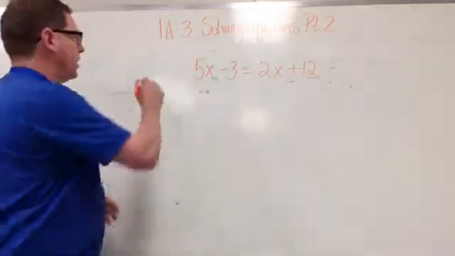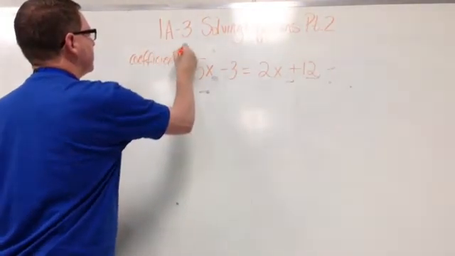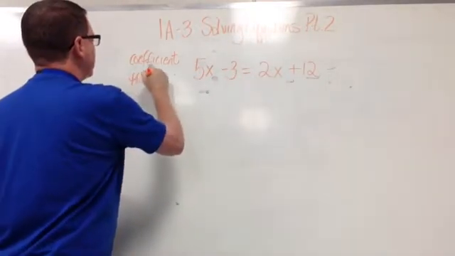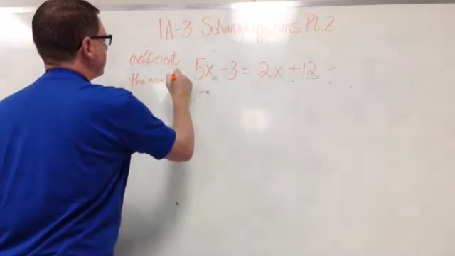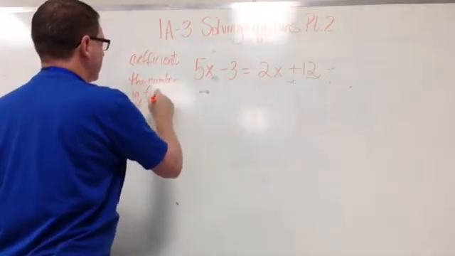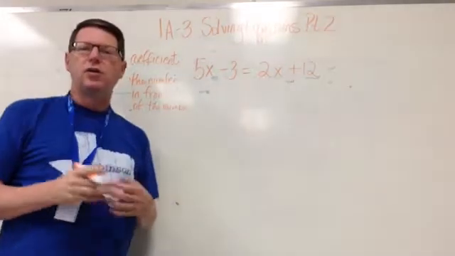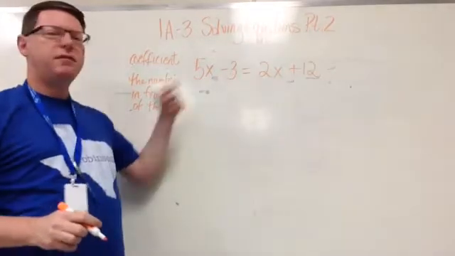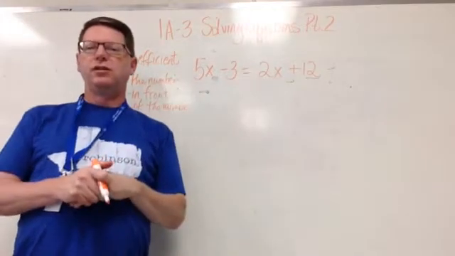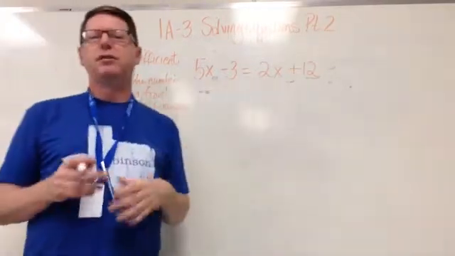What's a coefficient? I'm going to write this over on the side. Coefficient. Okay? The coefficient of a variable is the number in front of the variable. Okay? A coefficient is the number in front of the variable. In this 5x, the coefficient is 5. And in the 2x, the coefficient is 2. We call it a coefficient. I'll say that a lot. Okay? So I'm looking for the variable with the smallest coefficient.